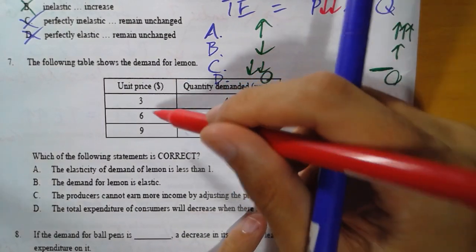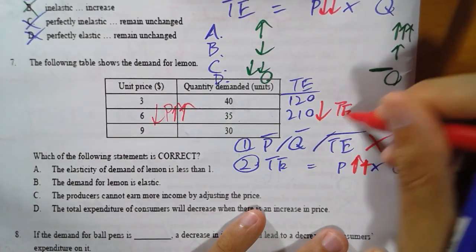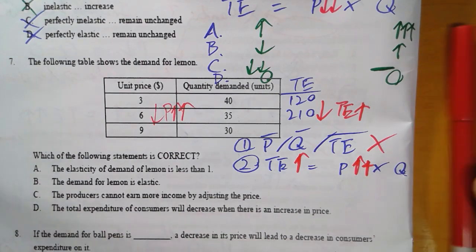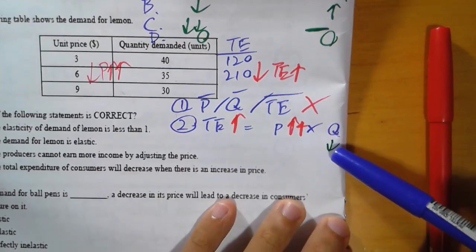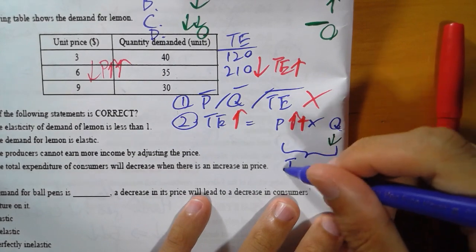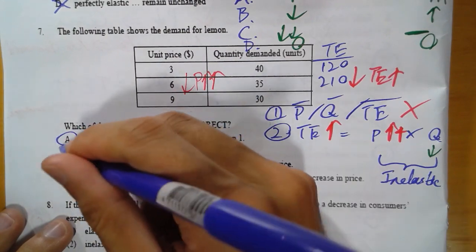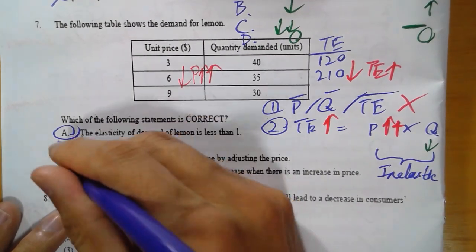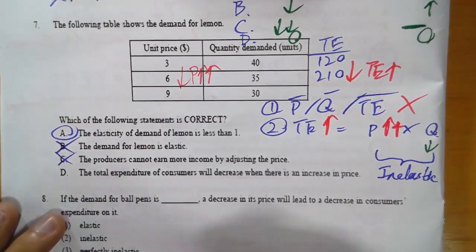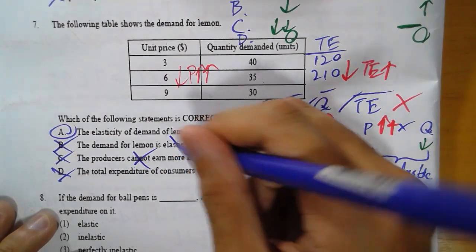Now when price goes up, what happens to TE? TE also goes up. To balance out this equation, we can only have one down arrow, meaning Q, only one arrow is moving slower. This is an inelastic demand. Elasticity of lemon is less than 1. This will be correct. Elastic, not correct. Producer cannot earn more by adjusting the price? Actually, they can increase the price to earn more. Total expenditure will decrease? No, we just proved it. It should be just the opposite. Not decrease. They can, not elastic.